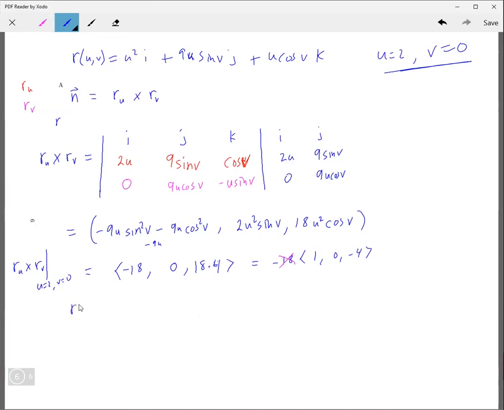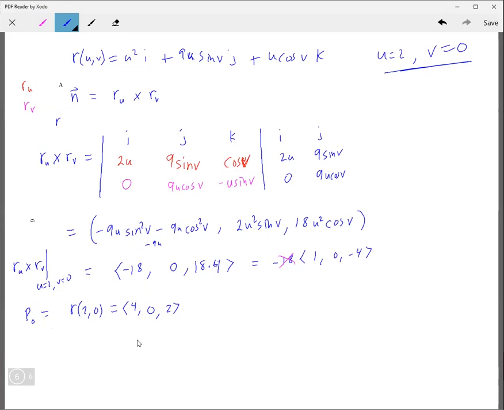So R of 2, 0. I'm putting a 2 in for U and a 0 in for V. So that's going to be 4. And then 0 for V makes that 0. Well, that's weird. And then this one is 2 there, and that's 1, so that's 2. Okay. So this right here is going to be a point on the plane. There's a point, and there's the normal vector.